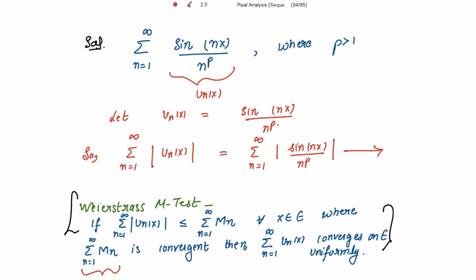So according to the Weierstrass M test, if summation n going from 1 to infinity of mod of u_n(x) is less than or equal to summation of M_n, for all x belonging to E, where this series M_n is convergent, then this infinite series converges on E uniformly. That is, the given series is now converging uniformly on E.